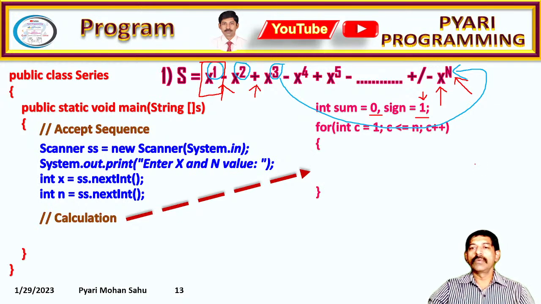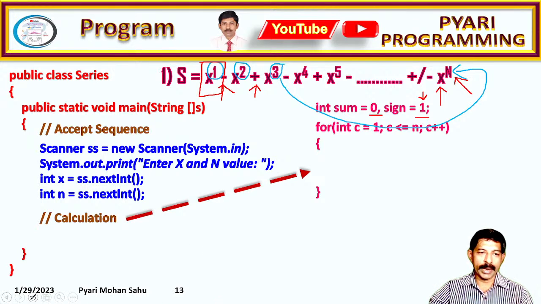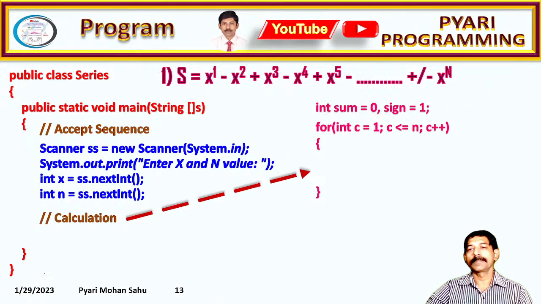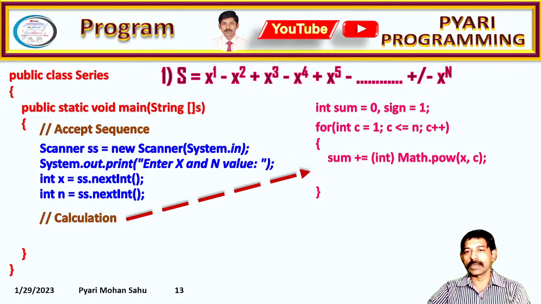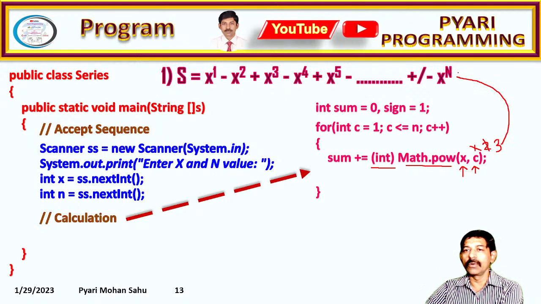So for loop, C will start from 1 and move up to n. So that's why less than equals to n is required. Next, we have to calculate the sum like this. Sum plus is equal to int, the typecasting is required, Math.pow, where x is my base and i is my power. For the first time, i value is 1, so x to the power 1. Next time i value will be 2, x to the power 2. Next time it is 3, x to the power 3. Like this, it will move up to n value.